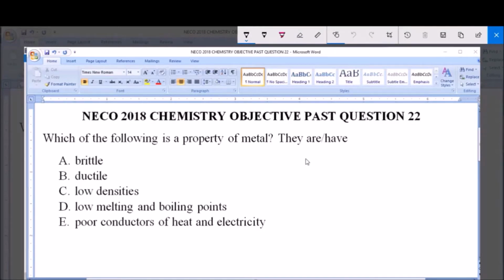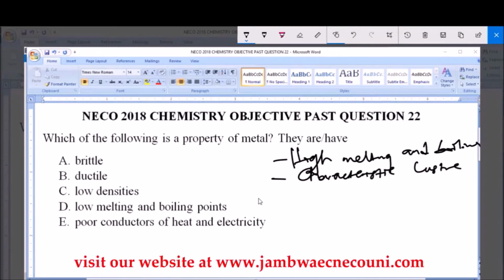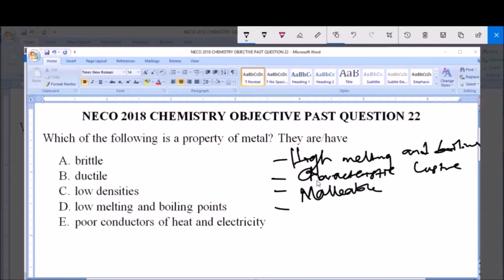Now, the properties of metal, that's the physical properties of metal, include: one, high melting and boiling points. Two, metals have characteristic luster, that is, they have their characteristic color peculiar to them. Metals are malleable, that is, they can be beaten into sheets. Also, metals are ductile, that is, they can be drawn into wire.